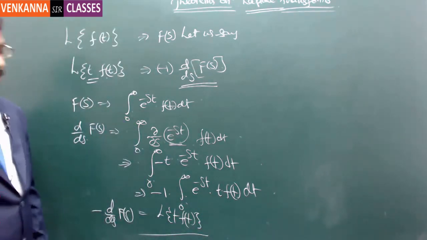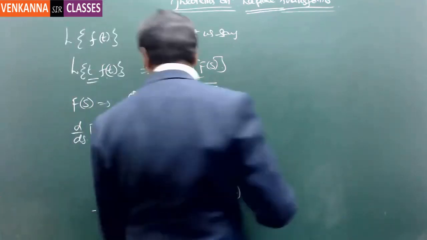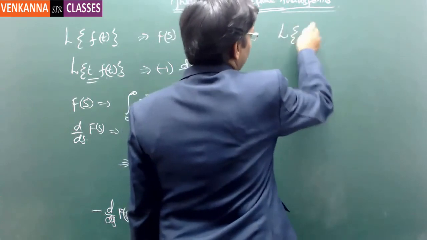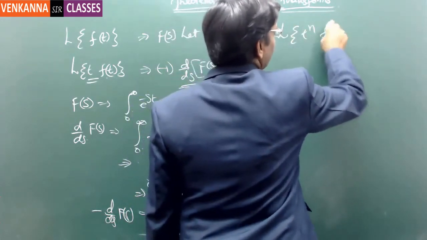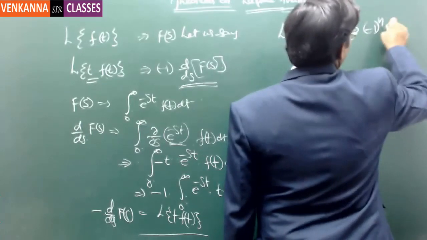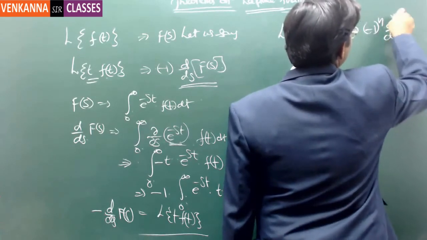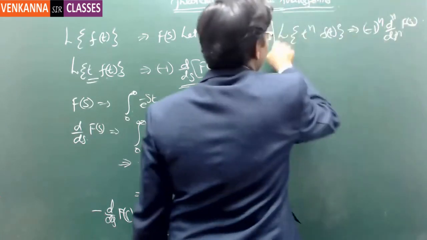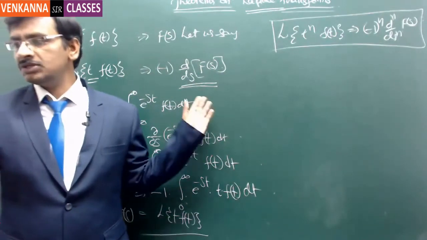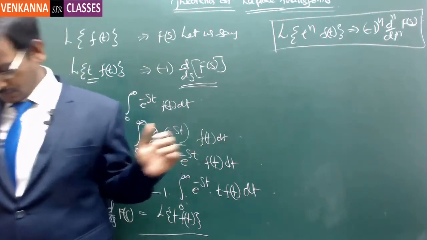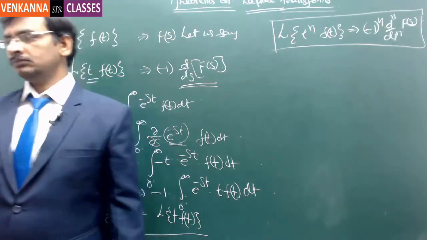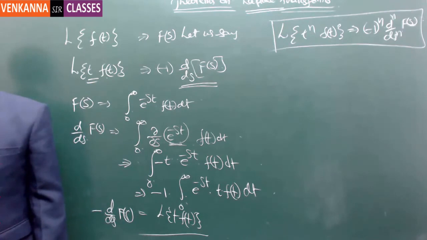Got it? Now the same thing you can extend. Suppose you multiply with one more t. The Laplace transform of t power n into f of t is nothing but minus 1 whole power n into d power n by ds power n of F of s. This is a generic formula. If you multiply with t, then the Laplace transform changes in this format. Clear? Got it? Any questions on this?